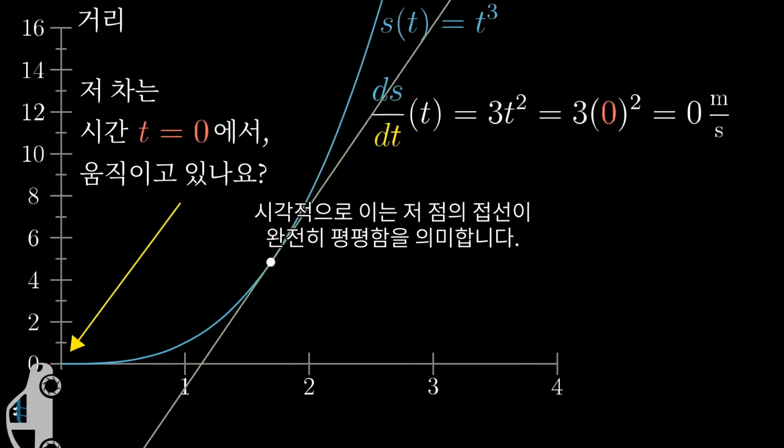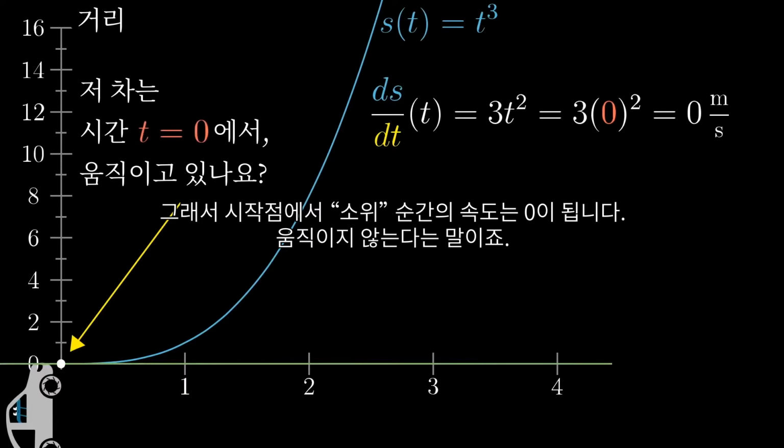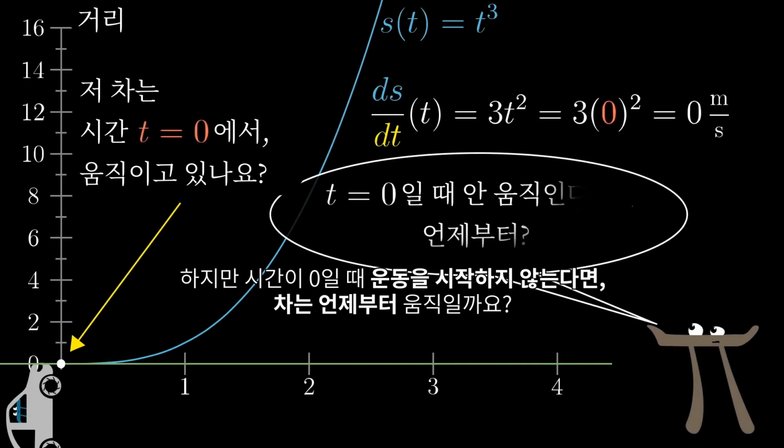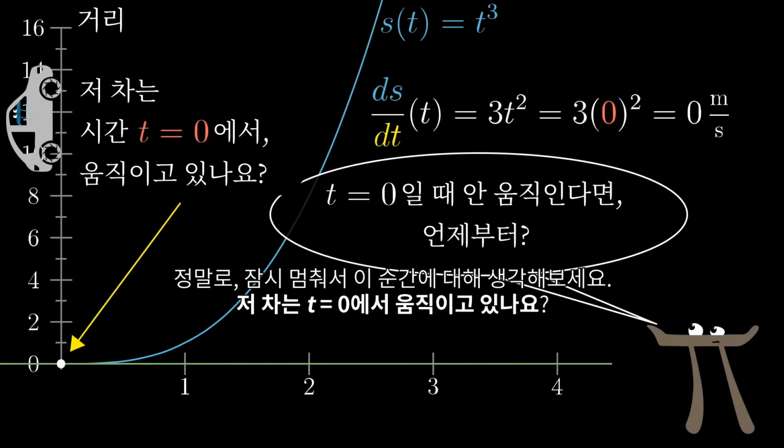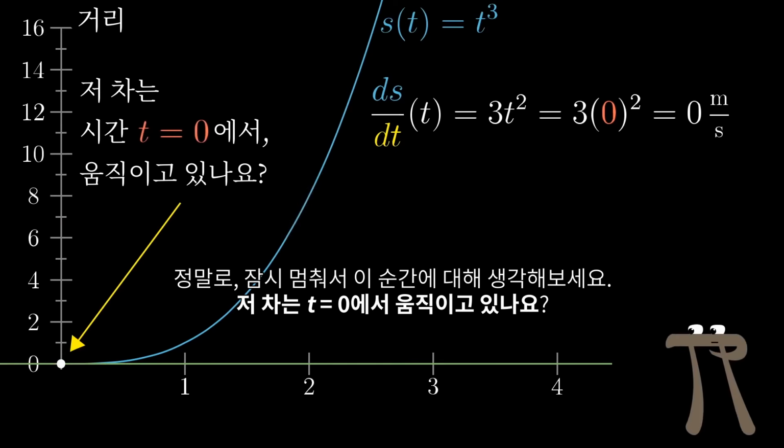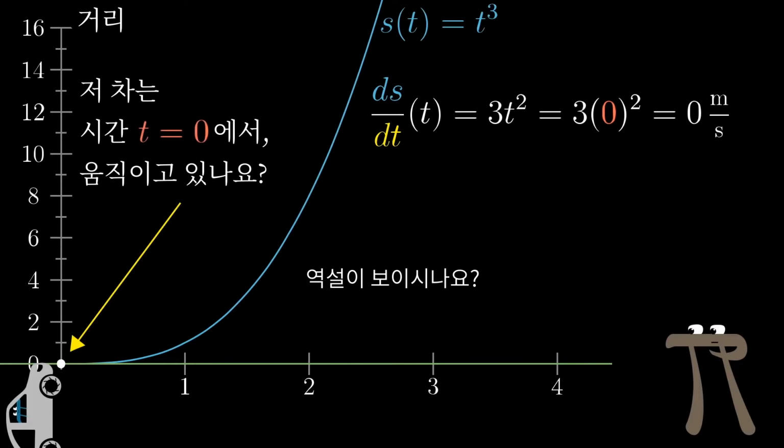Visually, this means that the tangent line to the graph at that point is perfectly flat, so the car's quote-unquote instantaneous velocity is 0. And that suggests that obviously it's not moving. But on the other hand, if it doesn't start moving at time 0, when does it start moving? Really, pause and ponder that for a moment. Is the car moving at time t equals 0? Do you see the paradox?